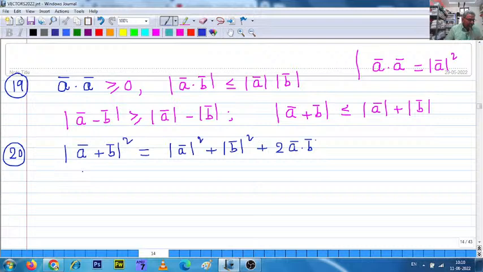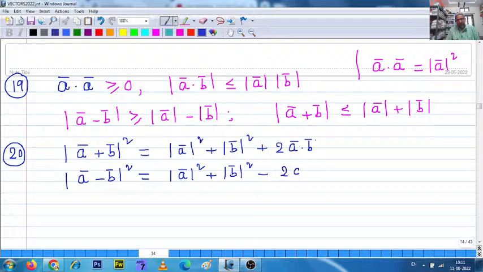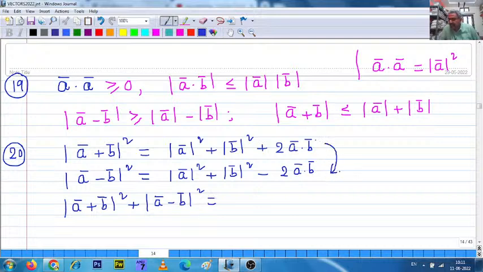Next, mod of A bar minus B bar whole square. This is mod A whole square plus mod B whole square minus 2 A bar dot B bar. So mod of A bar plus B bar whole square plus mod of A bar minus B bar whole square. Add these two. Then what do we get? You expect it.